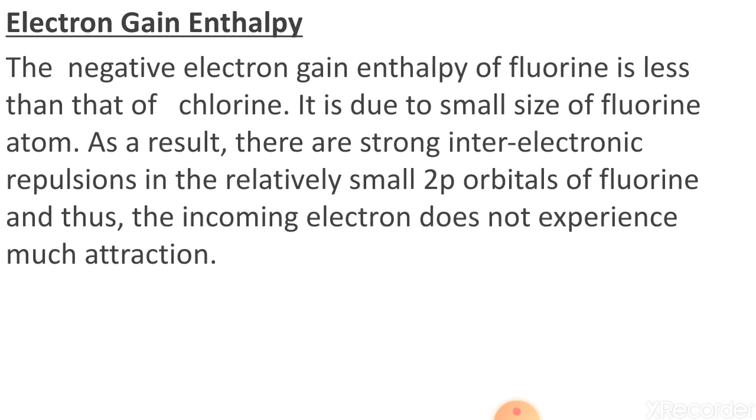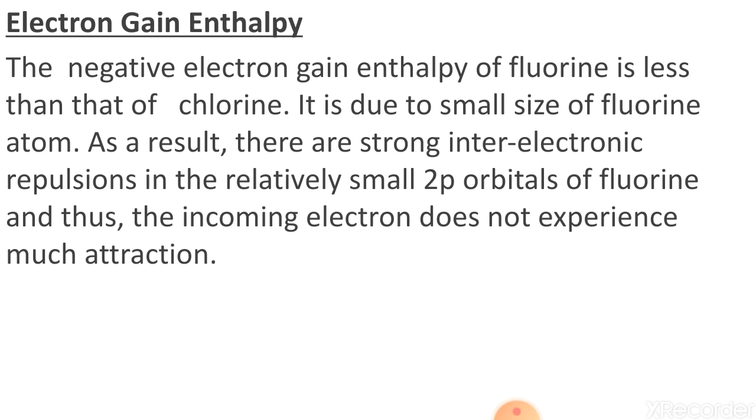Now dear students, next is electron gain enthalpy. I also told you that halogens have maximum negative electron gain enthalpy in the corresponding periods. The symbol of electron gain enthalpy is delta EgH. Now dear students, this is basically because the atoms of these elements have only one electron less than the stable noble gas configuration. So that's why they have maximum negative electron gain enthalpy in their respective periods.